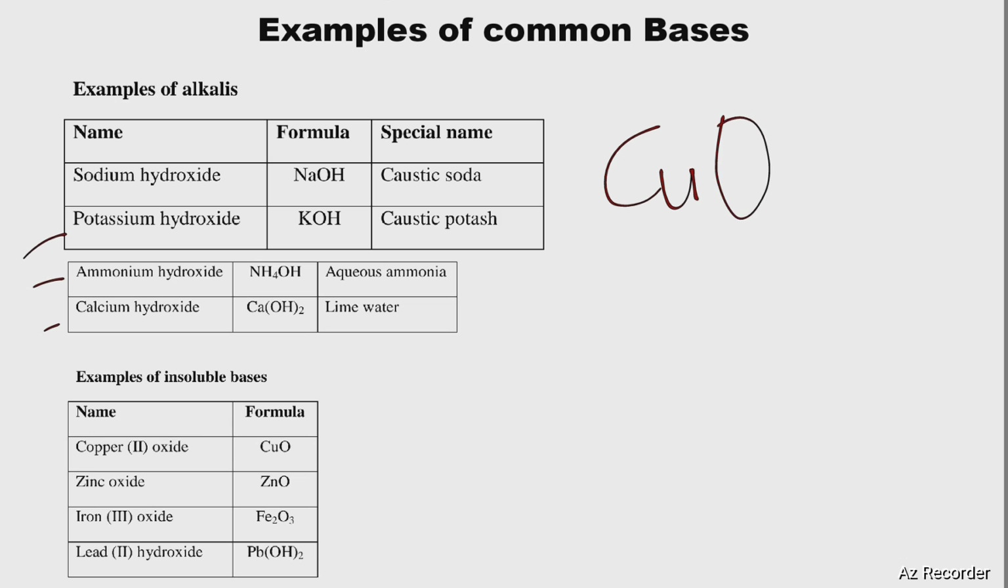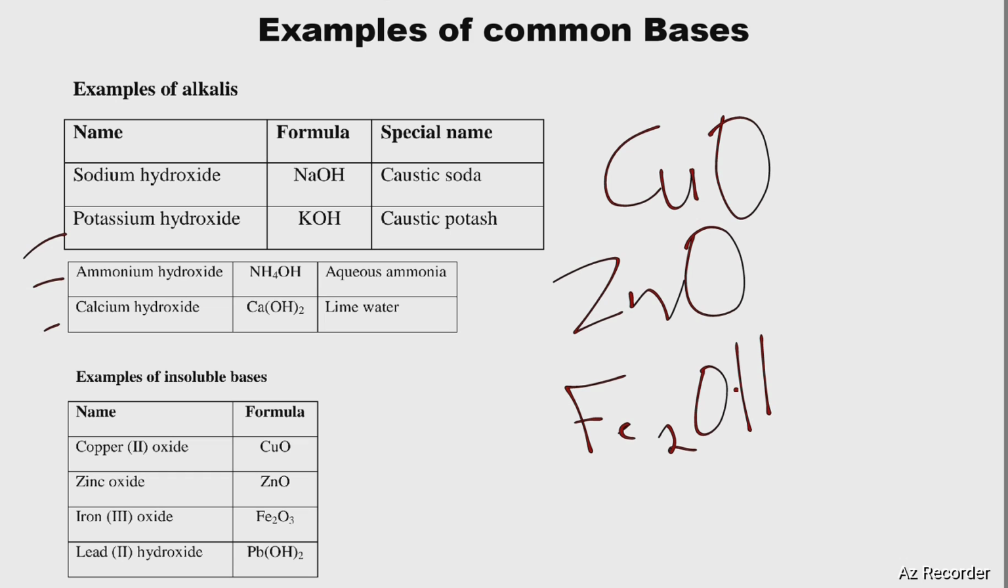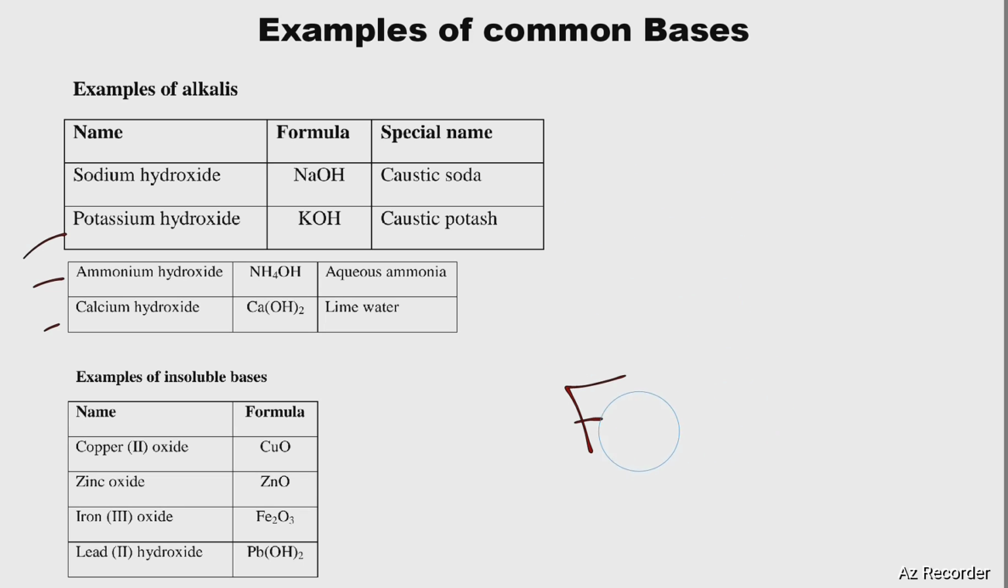Okay, you have zinc oxide, iron 3 oxide, iron 3 because actually this comes from the transition elements. Okay, and also lead to hydroxide. So those are the examples of some common bases. Some common bases that we are required to actually know. All right, so we move on to something else.